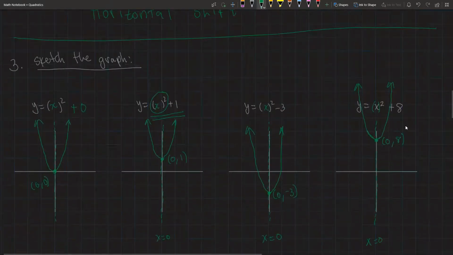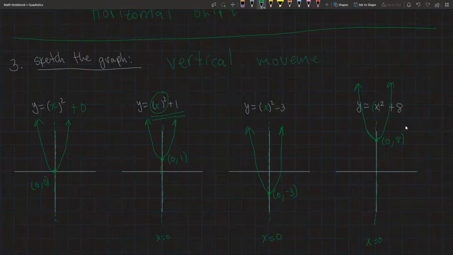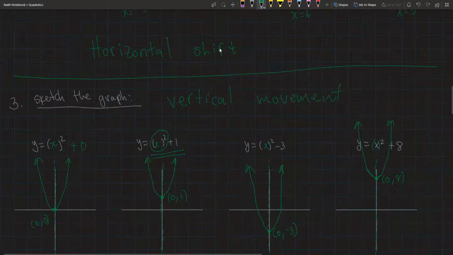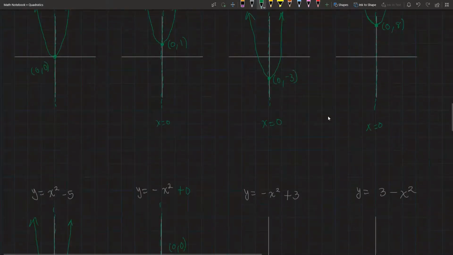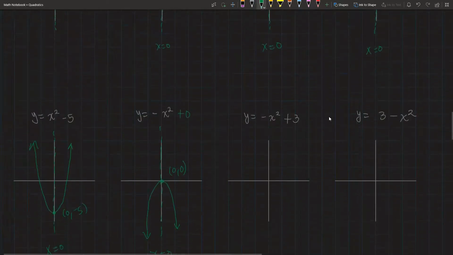We're starting to see up and down movement, but I'm trying to be a little bit more connected to horizontal. We will say vertical movement. And if you want to be more specific, vertical shift or vertical translation. But as long as you understand that concept, which is the point of this lesson.